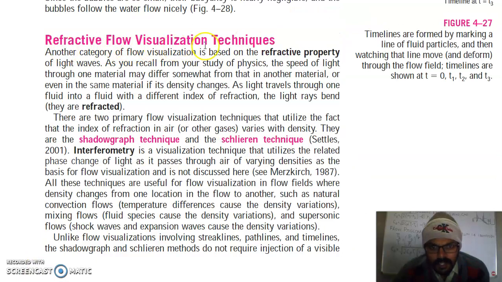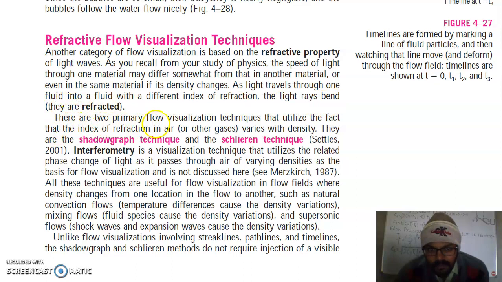Refractive flow visualization techniques. Another category of flow visualization is based on the refractive property of light waves. As you recall from your study of physics, the speed of light through one material may differ somewhat from that in another material, or even in the same material if its density changes. As light travels from one fluid into a fluid with a different index of refraction, the light rays bend.